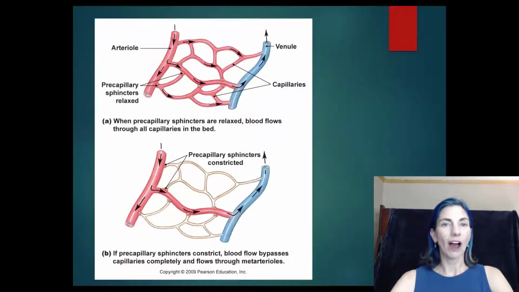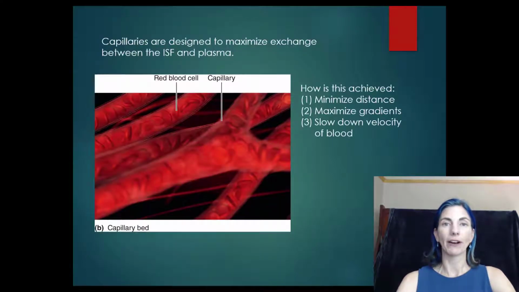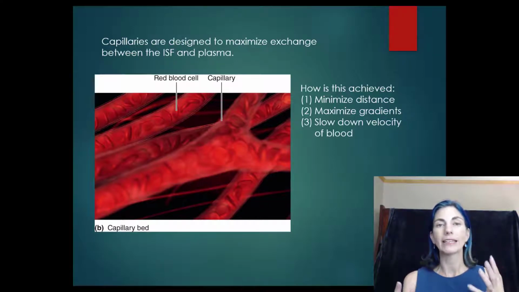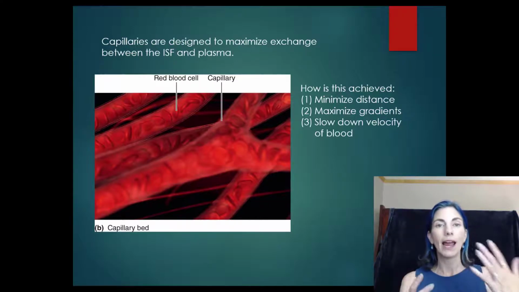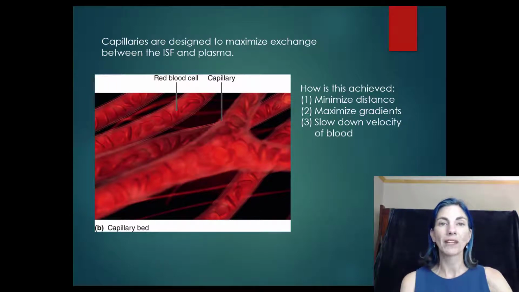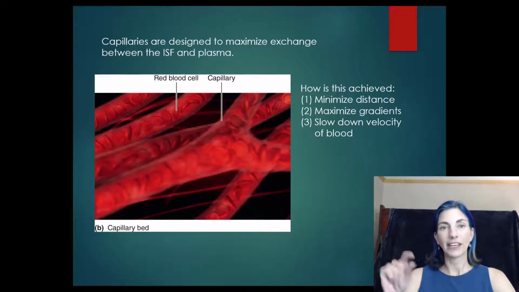So where we left off was we learned that arterioles control the flow of blood into various capillary beds. Now once blood is in the capillaries, this is going to be where all the exchange happens. So capillaries are designed to facilitate as much exchange between the plasma and the interstitial fluid as possible. Now some components that help maximize the exchange rates are to minimize the distance between those two fluids. So this is done anatomically by making the thinnest wall possible.